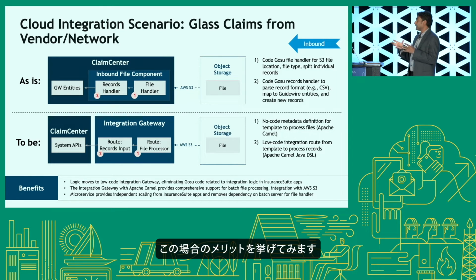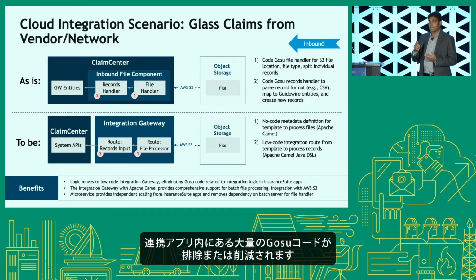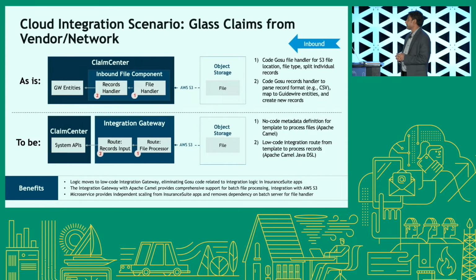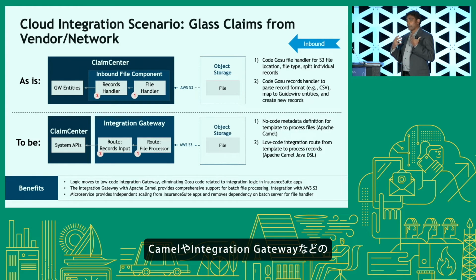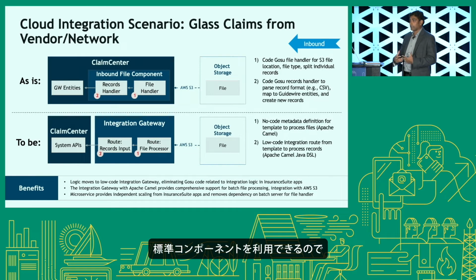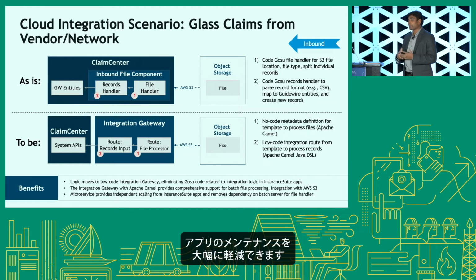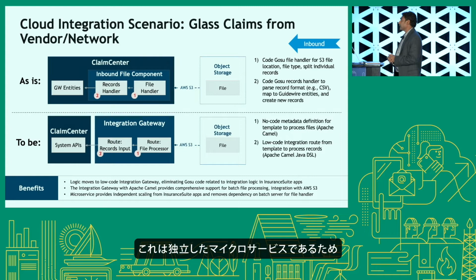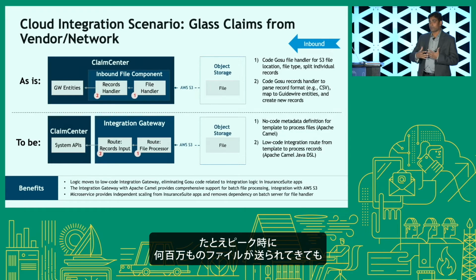So the benefits you see are, one, the logic is outside the integration. You're eliminating or reducing a bunch of Gosu code related to the integration apps, right? Also, because you are able to use out-of-box componentry, like from Camel or from integration gateway, that reduces the overall maintenance of your apps, because you have less code to maintain. And then because this is an independent microservice, let's say you have millions of files coming in a peak scenario. You can independently scale this integration app, right? That's some of the benefits you actually get with integration gateway.